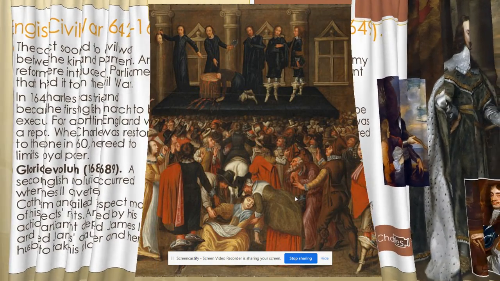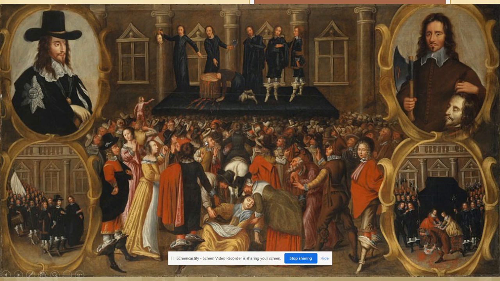And here's a painting from the execution. You can see how much the actor looked like Charles the First. And you actually see people afterwards mopping up the royal blood and trying to save it, sell it, things like that.